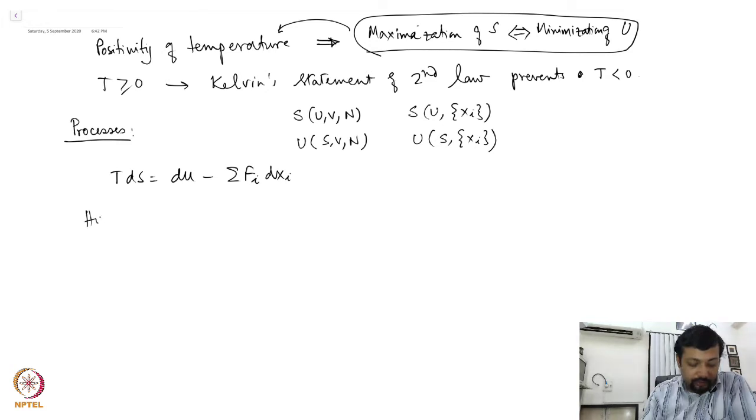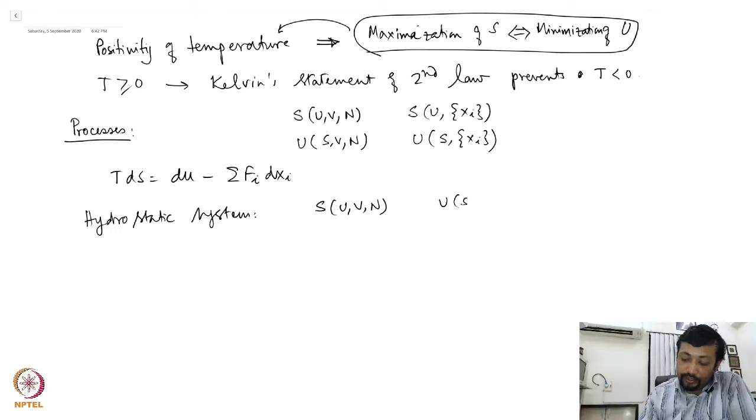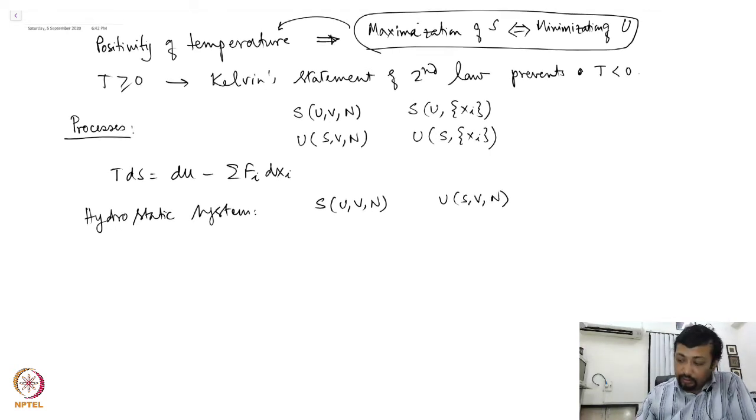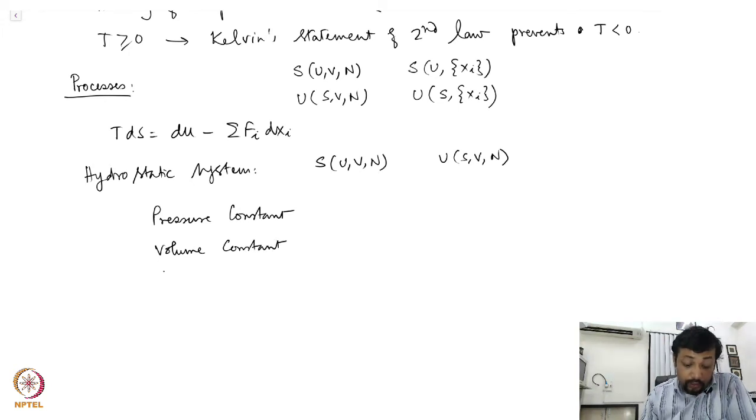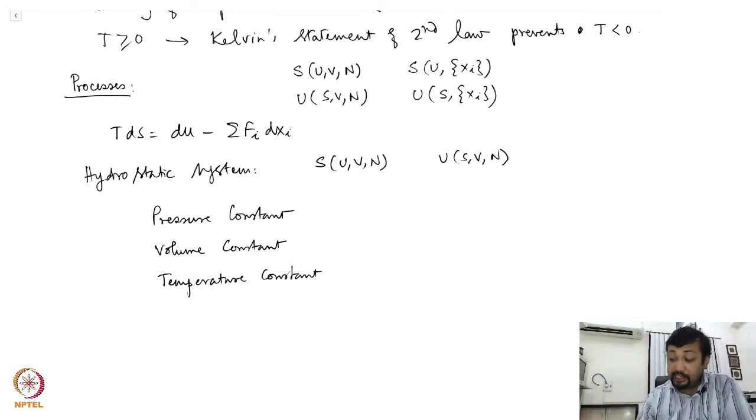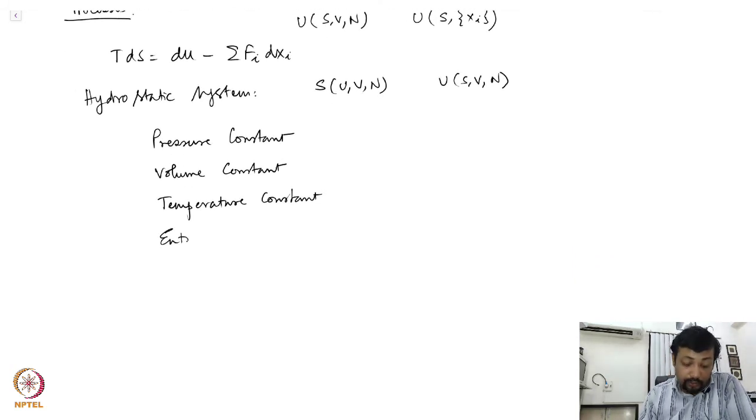We will take the example of the hydrostatic system where S is a function of U, V, N, or U as a function of S, V, N. Now let's look at processes. How can you take the thermodynamic system from A to B? There are several ways. You can keep pressure constant, you can keep volume constant, you can keep temperature constant. Usually particle number is always held constant, so we will not talk about N explicitly unless we want to. And you can also keep entropy constant.